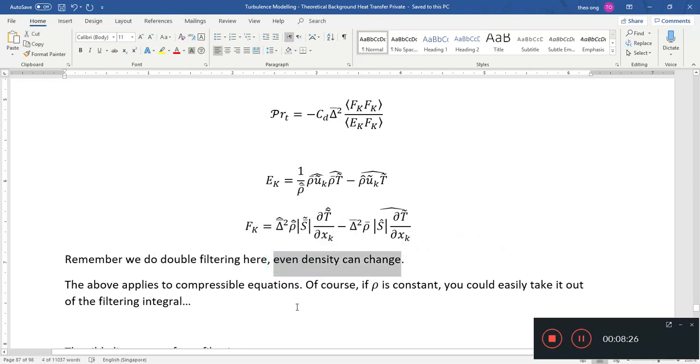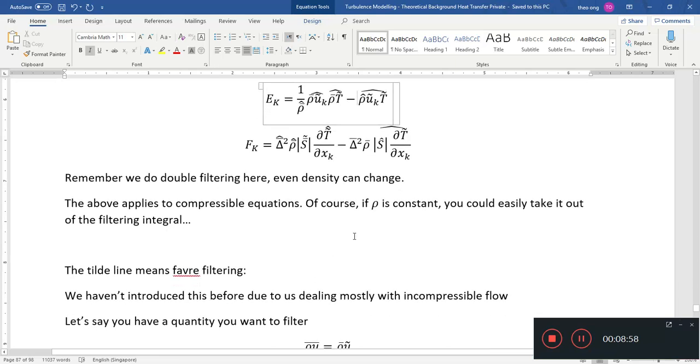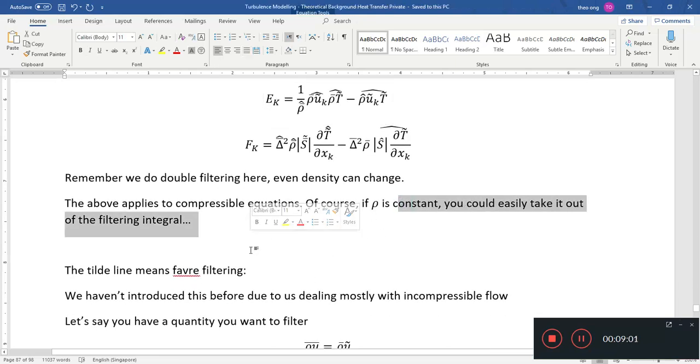Remember, supersonic flows are only applicable to compressible flow. Okay, so the above applies to compressible equations. Of course, if your density is constant, you can just say this is constant, and you can just factorize them out, take them out. That will be okay. And if this is constant and this is constant, you can also factorize them out, because the filtered constant velocity is the same as your normal time dependent constant velocity, which is just constant. Okay, if the rho is constant, you can take it out of the filtering integral.